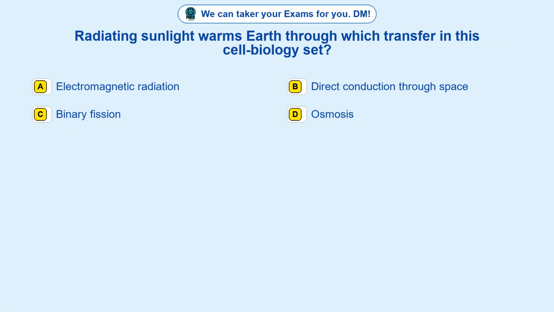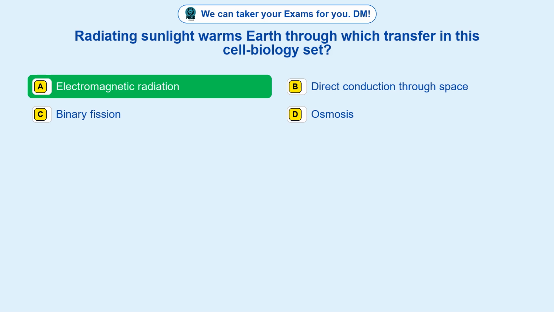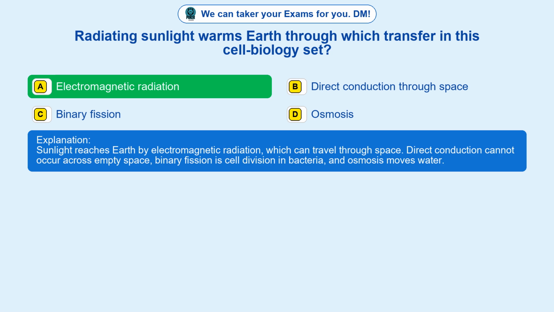Question 77. Radiating sunlight warms Earth through which transfer in this cell biology set? Option A, electromagnetic radiation. Option B, direct conduction through space. Option C, binary fission. Option D, osmosis. The correct answer is option A. Electromagnetic radiation. Sunlight reaches Earth by electromagnetic radiation, which can travel through space. Direct conduction cannot occur across empty space, binary fission is cell division in bacteria, and osmosis moves water.